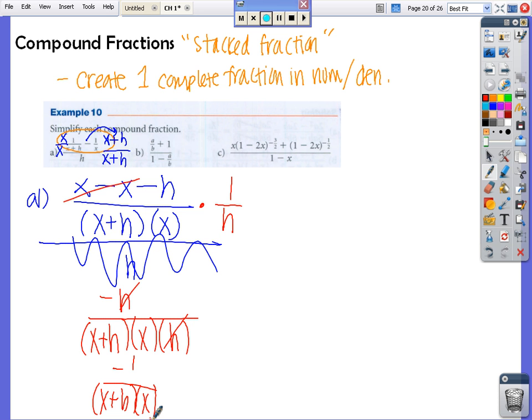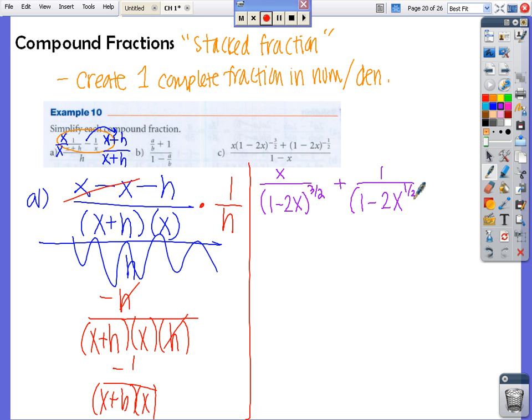Letter C is a little interesting. So letter C, not exactly sure what way they would go about doing this one, but I would say I'm going to start off by writing it without the negative 3/2 power. So I'm going to write this as a 3/2 power plus 1 over 1 minus 2x to the 1/2 power, and the whole thing over 1 minus x.